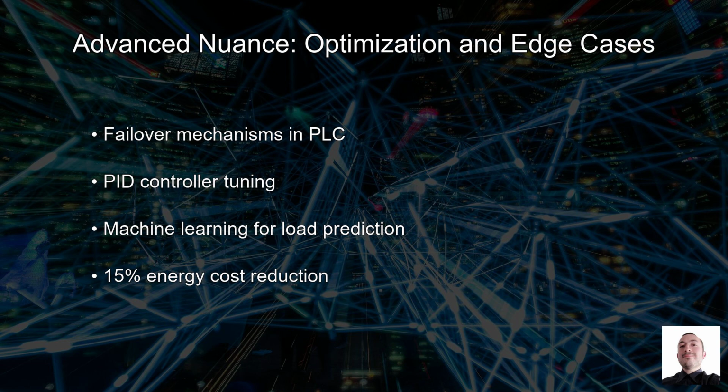Another nuance is the optimization of cooling systems during peak load times. By fine-tuning the PID controllers, you can achieve a more responsive temperature regulation, reducing energy consumption without compromising equipment safety. Additionally, consider the integration of machine learning algorithms to predict load patterns and adjust resources dynamically. This proactive approach can lead to a 15% reduction in energy costs. Remember, the key to mastering these advanced techniques lies in continuous testing and iteration within your virtual environment.